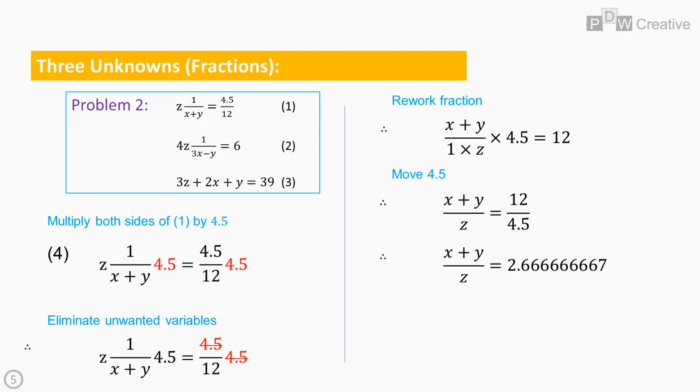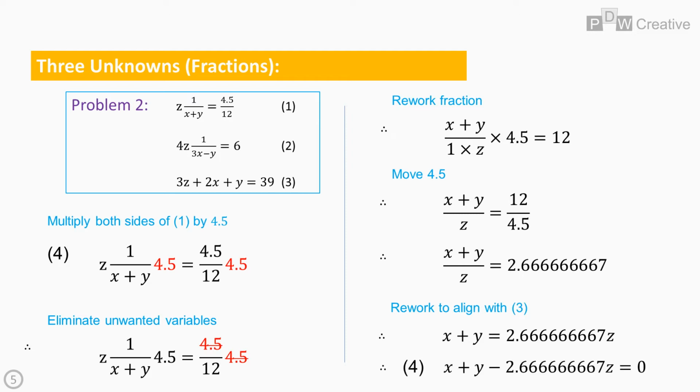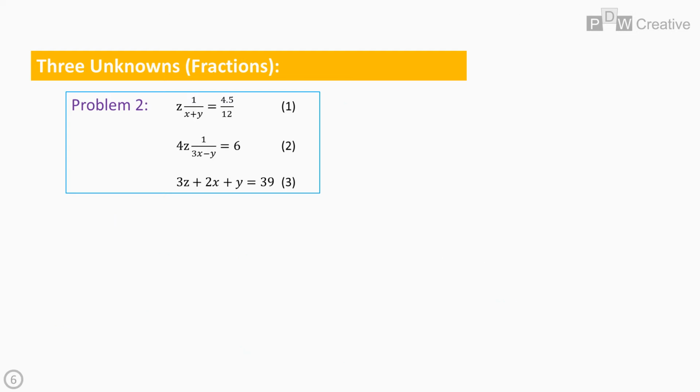We can now simplify the fraction to the right, but we need to simplify a little further. So divide by z becomes multiply by z, and reworking gives equation 4. Let's hold on to this equation for the moment. It is going to be useful later when we start eliminating though. We still need to simplify equation 2.